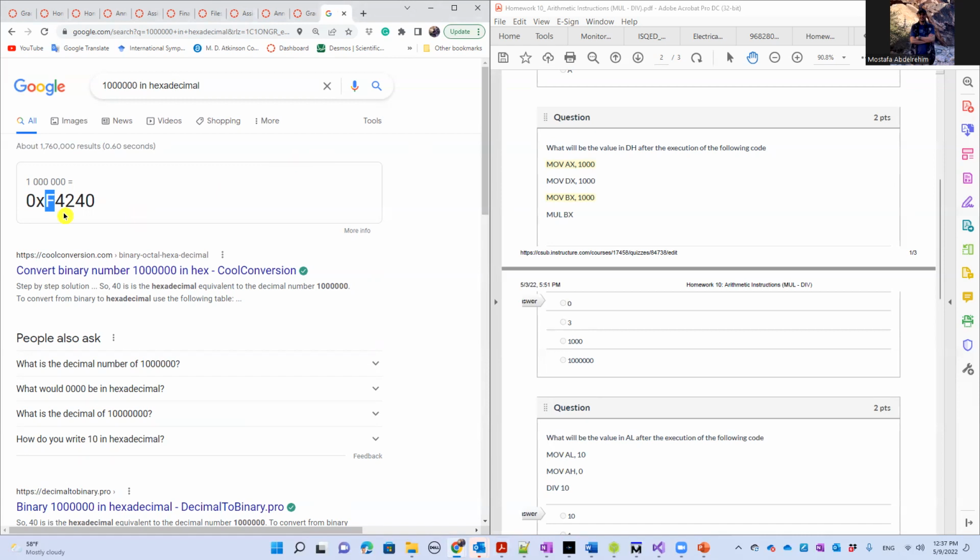After the execution of this code, DX will be 000F. The most significant byte, which is 00, will be in DH, and the least significant byte, which is 0F, will be in DL. So the result in DH after the execution will be just 0.